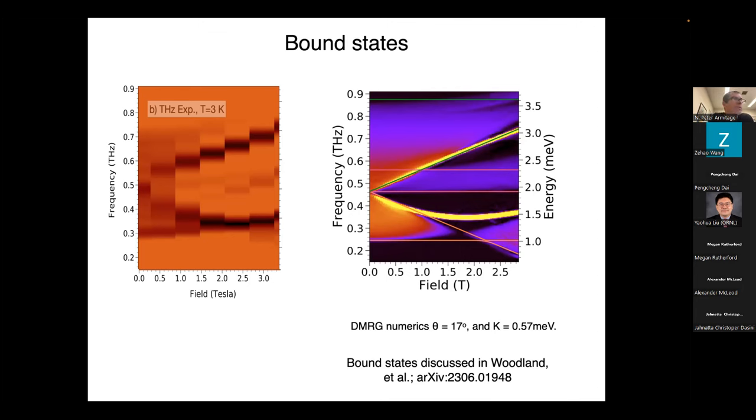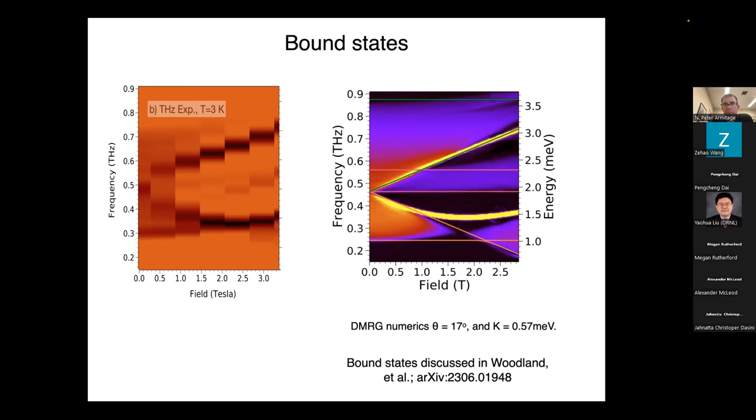This is not something that we emphasized in our paper. We should have thought a little bit more about the bound states, because this plot on the right here is supplemental information from our paper, where these bright yellow lines are actually the bound states that come out in Nishita and Radu's DMRG calculations, but we didn't comment on it at the time.